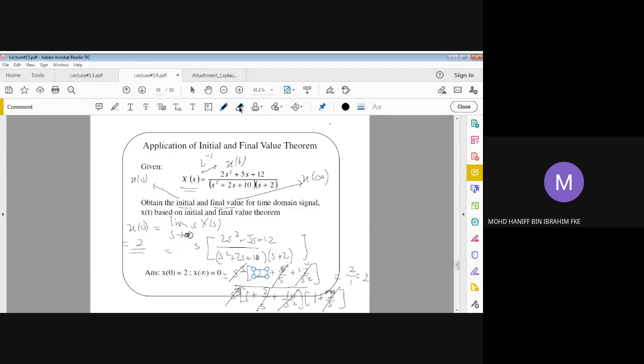Right, so I'm now going to proceed with the final value theorem to find x infinite. So I'm going to rub this. Sorry for that. Oh, I can just use this one.